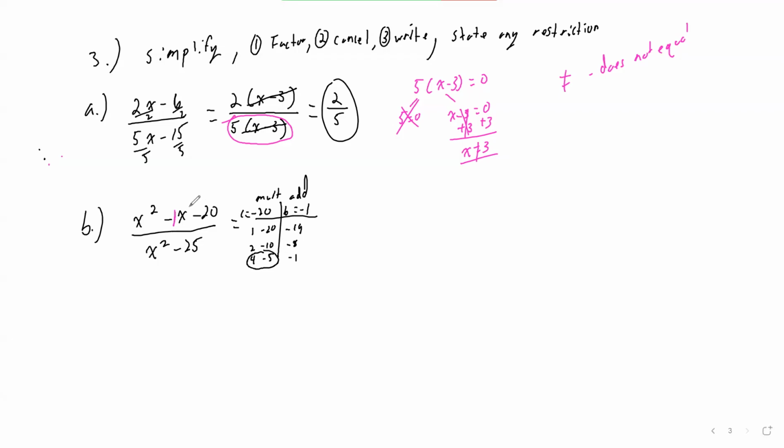So then I rewrite this. I'll put it, I guess, right here. I'll say that this is x plus 4 and x minus 5. Now I got to do the same thing to the bottom.